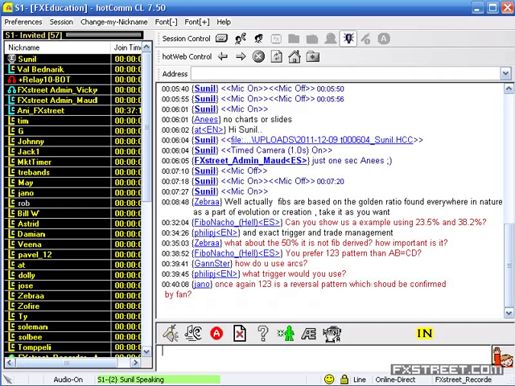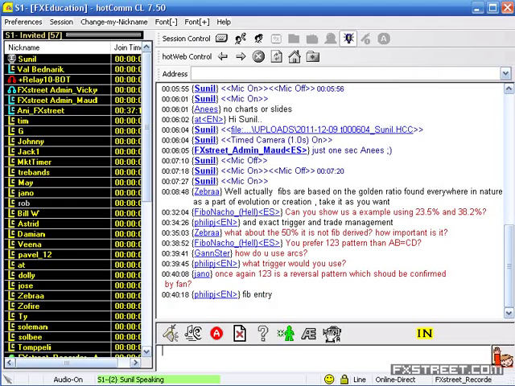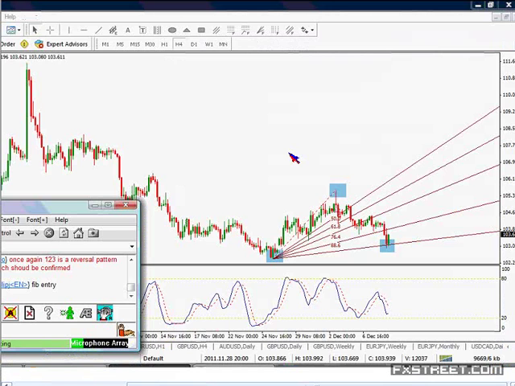A trigger for what? For this 1, 2, 3 pattern? Absolutely, Jan. It's a reversal pattern which should be confirmed by a fan. If it is not confirmed by a fan, then it is not a valid 1, 2, 3 pattern. Period.